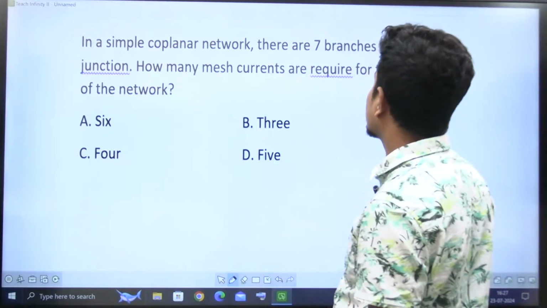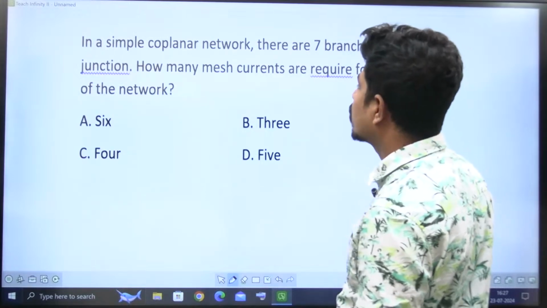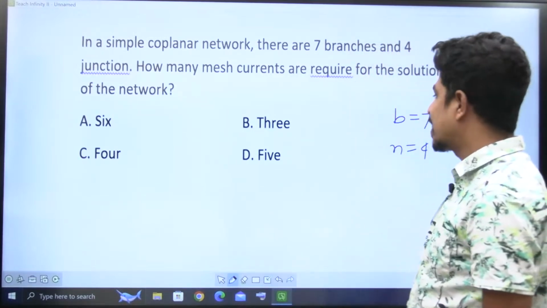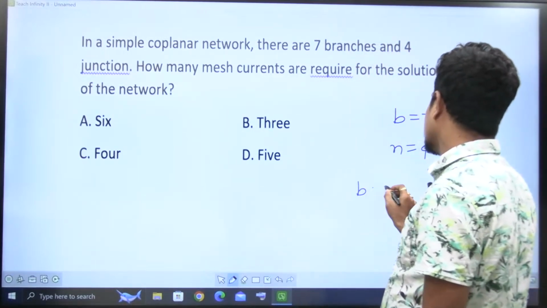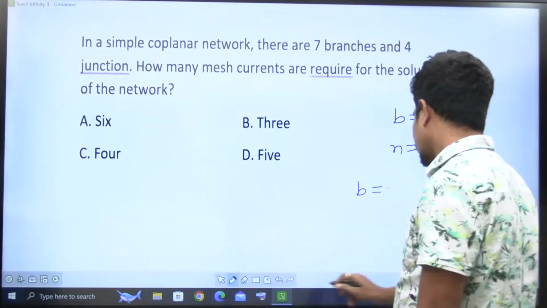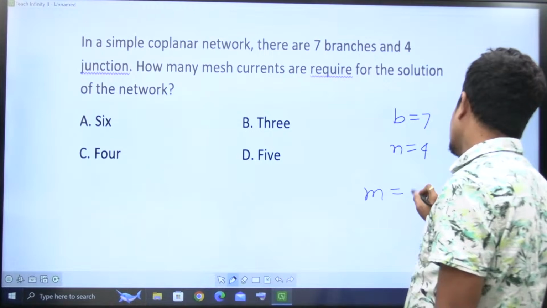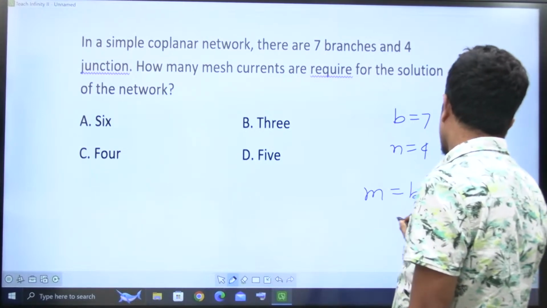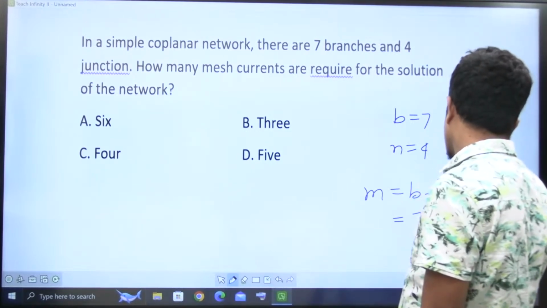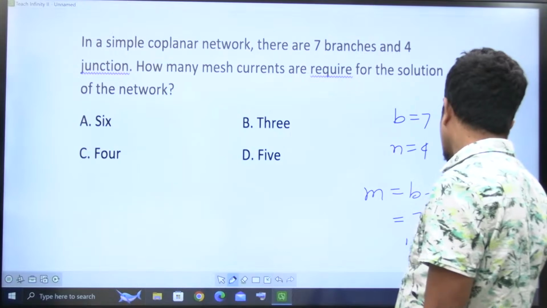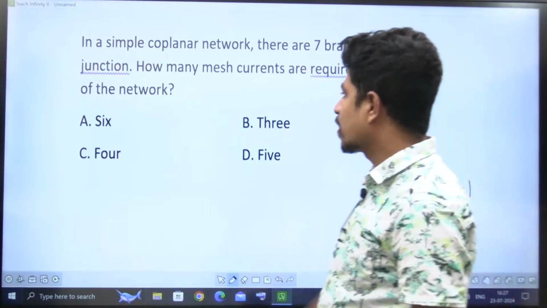How many mesh currents are required for the solution of the network? Number of mesh currents is asking. M is equal to B minus N plus 1. B is the number of branches, 7 minus 4 plus 1. So 3 plus 1, it is equal to 4. So the number of mesh equations required to solve is 4.